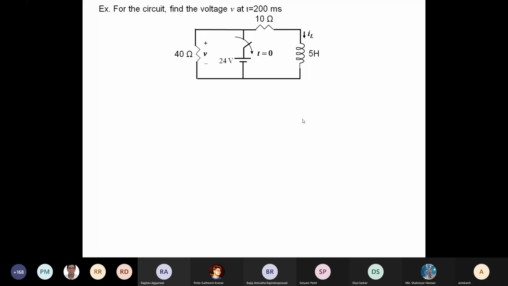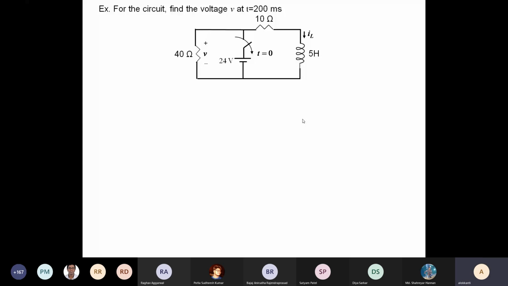Now what actually happens in this circuit? You find that there are three legs. In the first leg, you have the 40 ohm resistance. In the second leg, you have the 24 volt battery along with the switch. And you see a certain direction of the switch. The way the switch is shown, it means that at t equal to 0, the switch is operated.